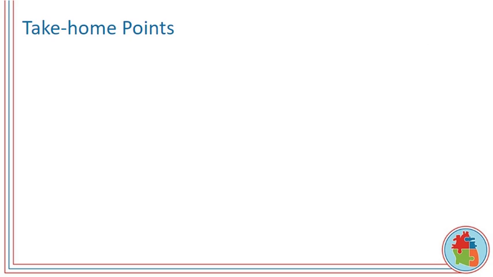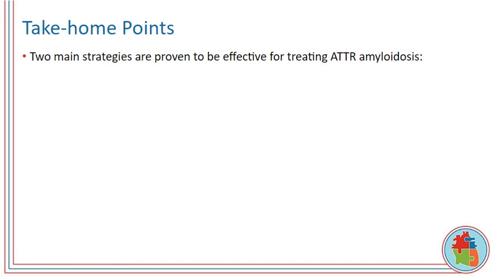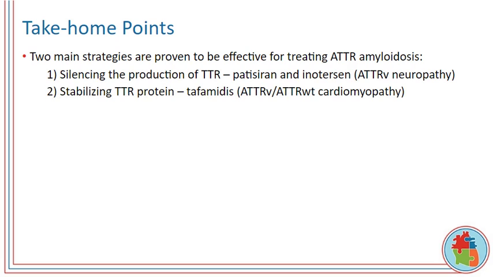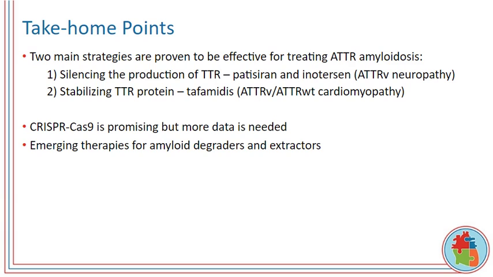In terms of take-home points, there are two main strategies proven to be effective for treating ATTR amyloidosis. Number one is silencing the production of TTR using patisiran or inotersen, and then stabilizing the TTR protein with tafamidis. The new CRISPR technology is certainly promising, but is a very small data set at this point. There are many emergent therapies for amyloid degraders and extractors that we expect to see some very encouraging findings quite soon.